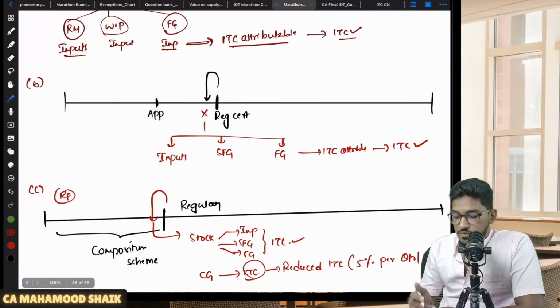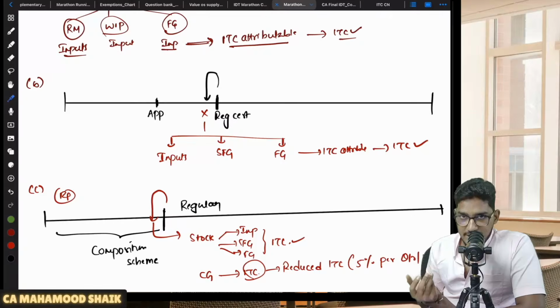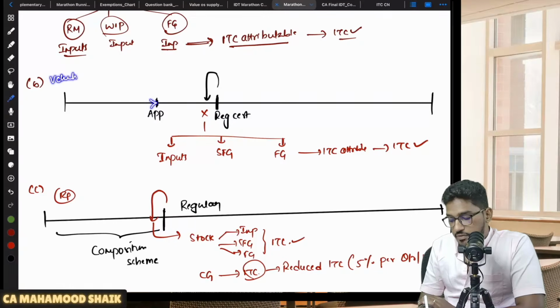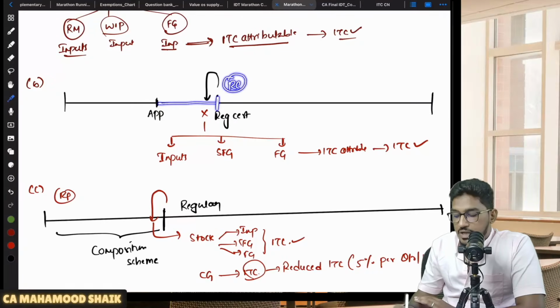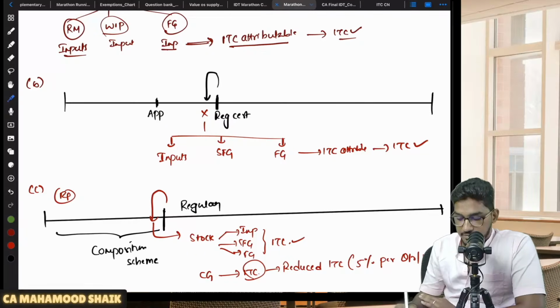Second case, 18 subsection 1 clause B, one more special case where you will become eligible to take the ITC is, let us say you are not becoming liable for registration. You applied for voluntary registration. Even though you are not liable for registration, you are submitting an application for voluntary registration. After you have submitted the application, you will get the registration certificate. That registration certificate will be effective from that date only. Whenever your registration has been granted, from that date only it will be effective.